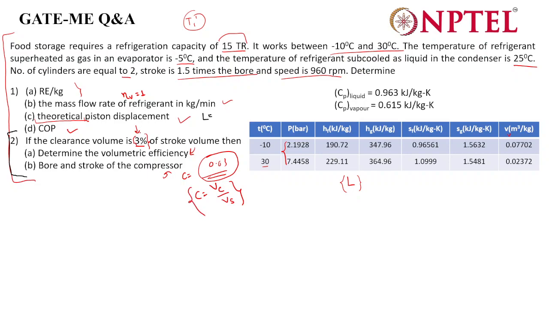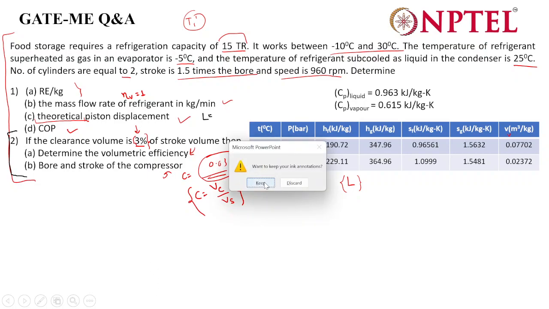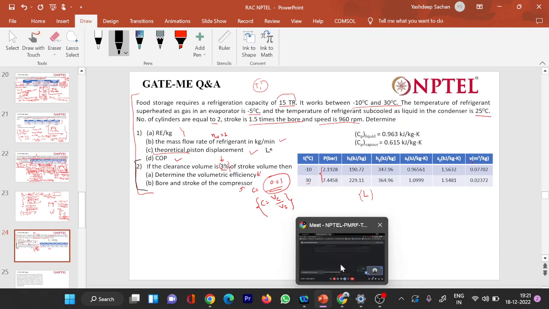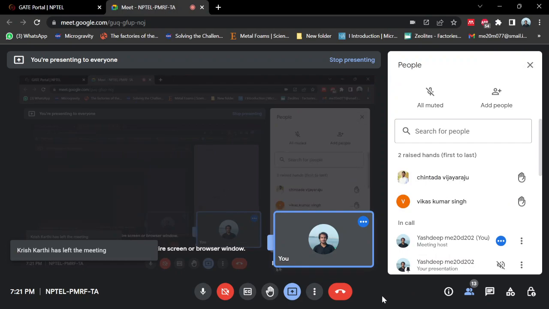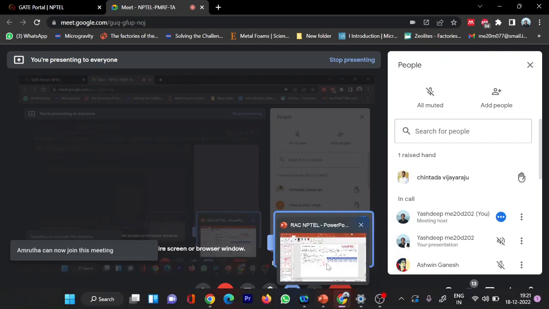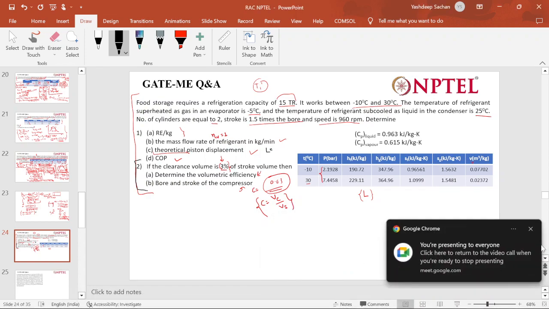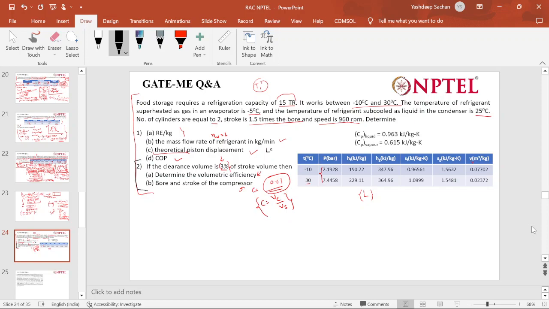Have you found, has anyone solved this problem? Anyone tried? Can you raise your hand? Okay, so has anyone found an answer? Okay, so in the first part you have to take the volumetric efficiency as 1, and in the second part you have to find the volumetric efficiency first, because the first question is that only, and then you have to proceed, right? Similar way.